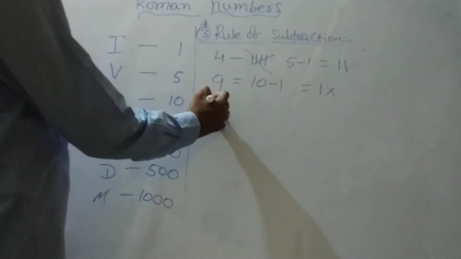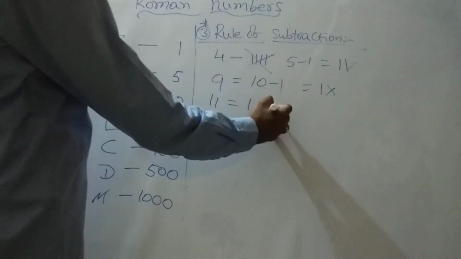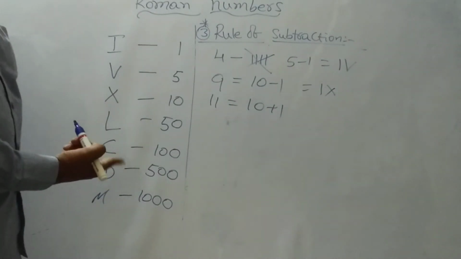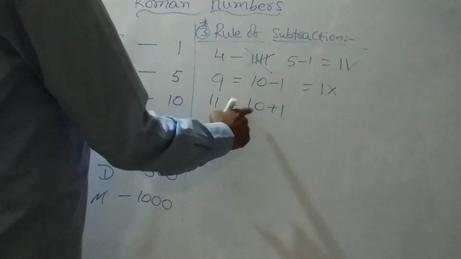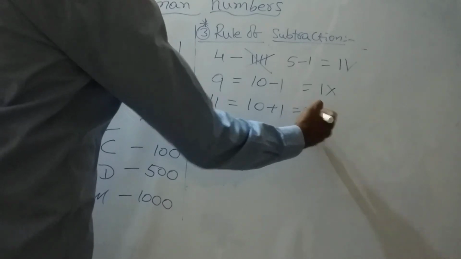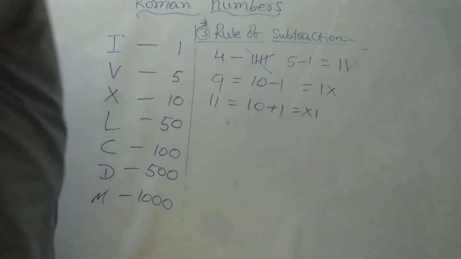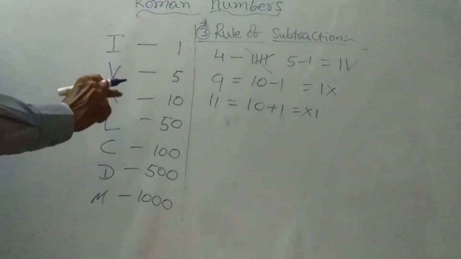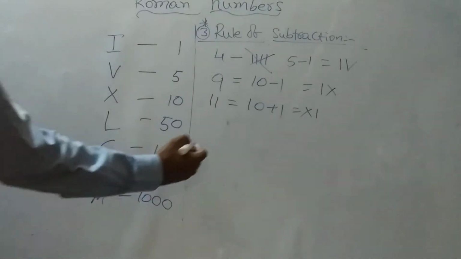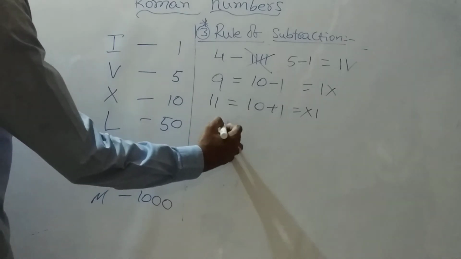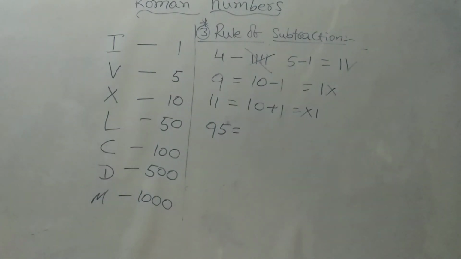Suppose you want to write 11, 10 plus 1. Here it is adding. Means the smaller symbol should be on the right side of the larger symbol. What is the larger symbol? X. Right side of the larger symbol, I. That is the difference between 9 and 11. Okay. Here some more conditions. Suppose you want to write 95. How to write this?